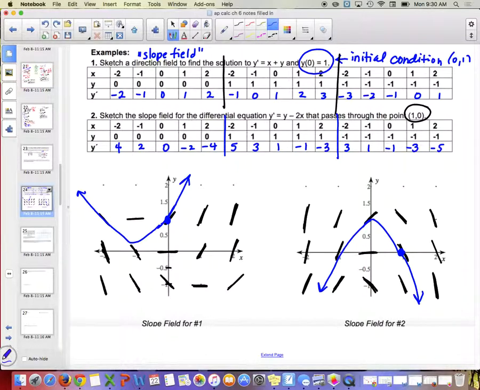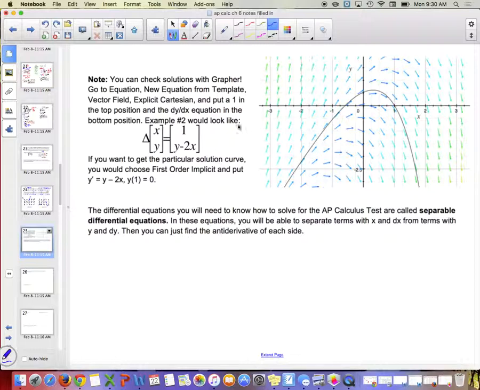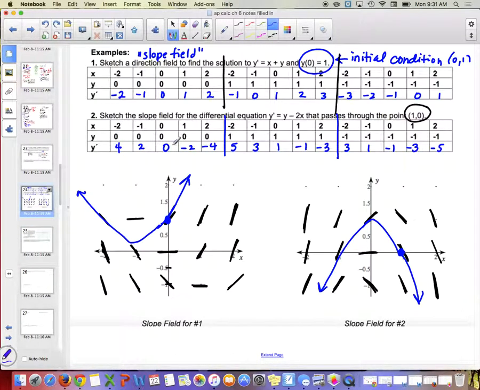All right, so it's always hard drawing in the solution curve. It makes more sense when we do it on Grapher. So this is an example. It says you can check your solutions with Grapher. If you go to equation, new equation from template, and so on, I give you all the directions. This is what's graphed there. So this is our second answer.